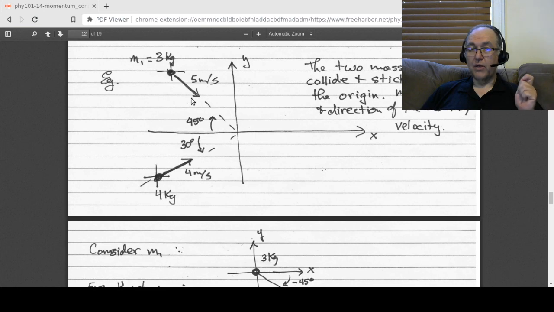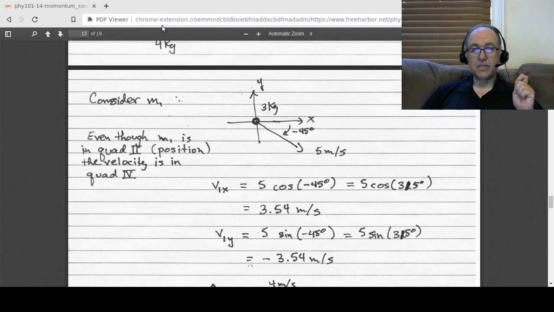Now, just to show that very clearly, let me blow up this picture right here. And if I do that, here it is. Okay, here's the 3 kilogram mass. Here's my temporary x and y axis on it.